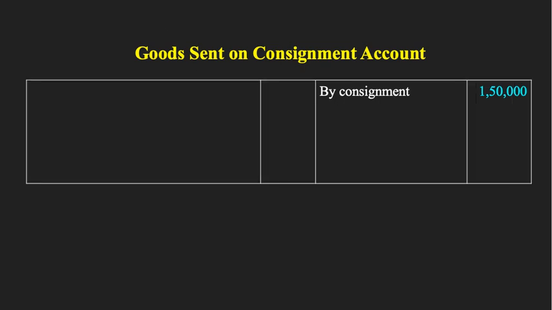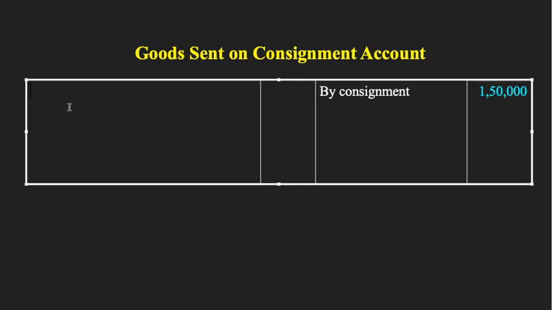1,50,000, right? This is what we are going to add here. Here we are going to write down "to trading account". How much is it? It is 1,50,000. Fine. So 1,50,000 we are going to take down here and we are going to close the account.